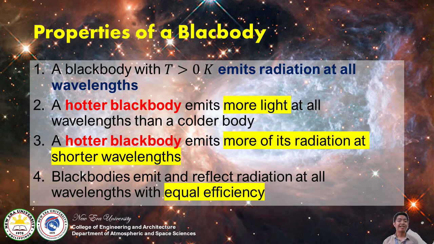Okay, so it emits and also reflects radiation at all wavelengths with equal efficiency. Now, since we already discussed the properties of a black body, we discuss how the temperature, the wavelength, and the radiation relate to each other. So first we discuss what we call the Stefan-Boltzmann's law.